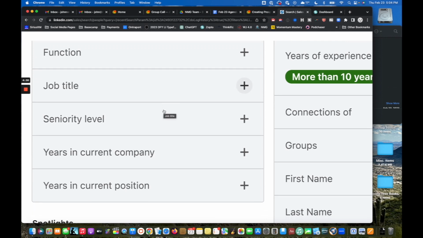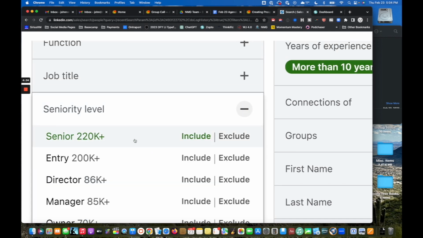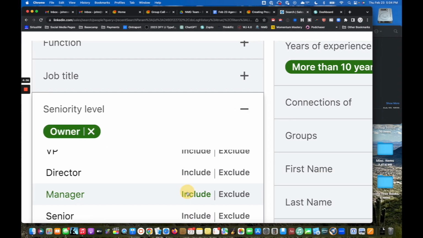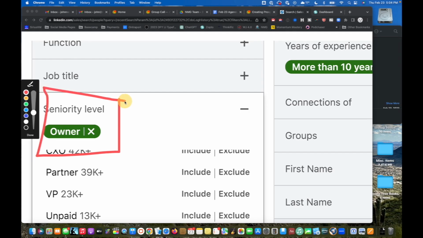So let's go right to the key thing, which is their seniority level. We want the owners, right? Owner. We want decision makers. So you don't want to connect with unpaid interns, right? You can see here, right? You want to connect with the owner. You want to connect with the decision maker, the person that owns the accounting agency, the bookkeeping company. You want to always connect with the owner of the business, okay?